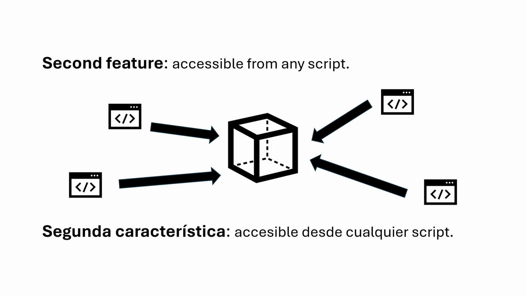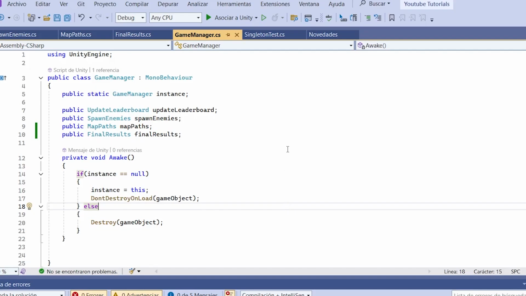This makes the singleton a very useful and recommended technique. Instead of having to declare a variable of a specific component type, you can directly call that script without declaring it. This works because, as we said in the first feature, there's only one of these objects in the whole game. We will understand this better with an example.